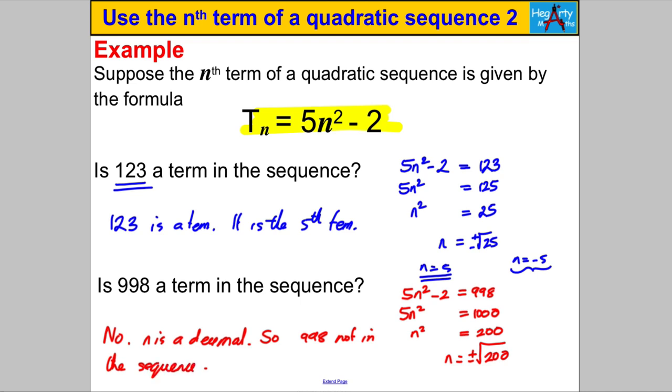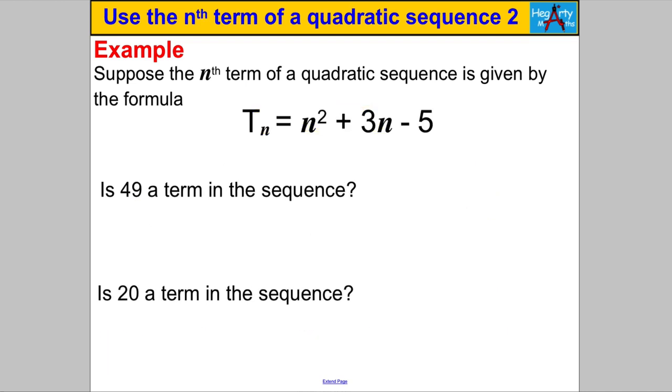And we're done. Let's have a go at another one. Pause the video and have a go at these two. Same old stuff here. If 49 was a term in the sequence, then our nth term, n squared, add 3n, subtract 5 is equal to 49, would be able to be solved where n was a whole number.